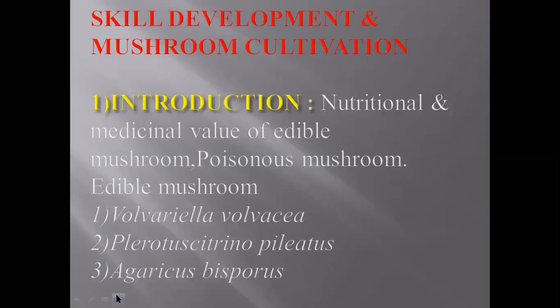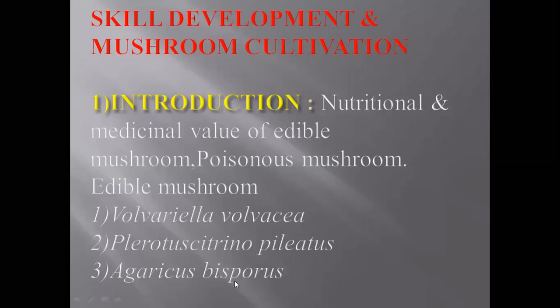The introductory point of skill development and mushroom cultivation consists of the nutritional and medicinal value of edible mushroom. Later on, we will deal with the poisonous mushroom, which has different types. Before discussing the poisonous mushroom, we will take some examples of edible mushroom. First example, Volvariella volvacea. Second example, Pleurotus citrinopileatus. And the third example, Agaricus bisporus.